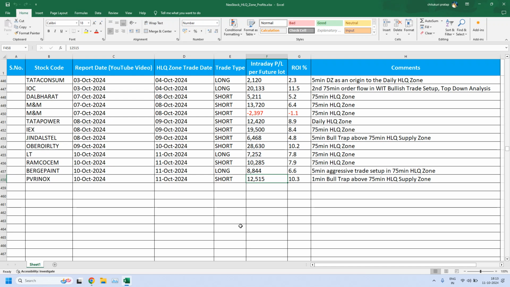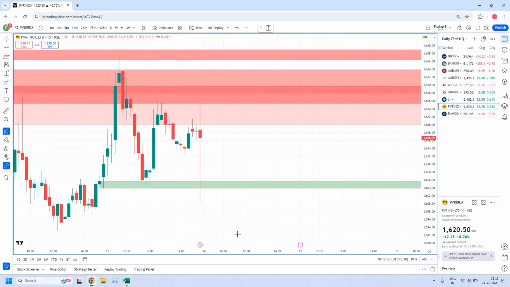And today also we got a combination of long and short trades. 2 trades are long trades and 2 trades are short trades. Look at the last 4 candles, 4 trades. But all are 75 minute zones. Daily zones, we got 2 stocks yesterday, but we didn't get any trade. So let me show you.